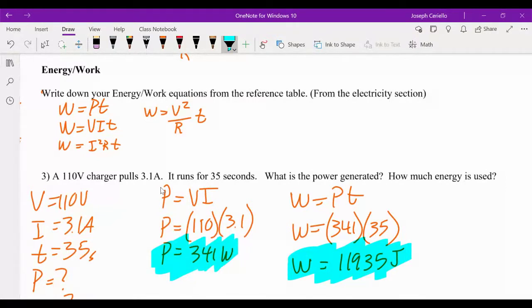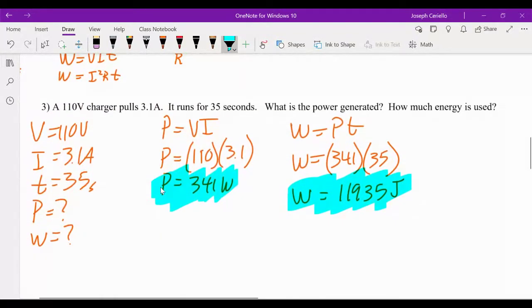So we have work equals power times time. Work equals VI times time. Work equals I squared R times time, or work equals voltage squared over resistance times time. Time must be in seconds. So if it's in minutes, convert it.